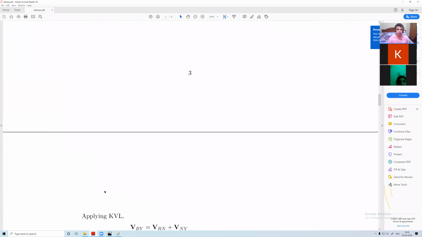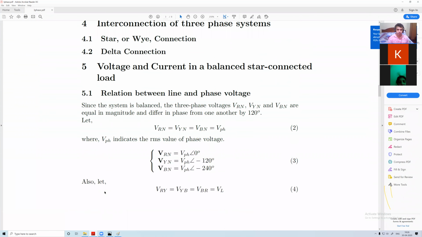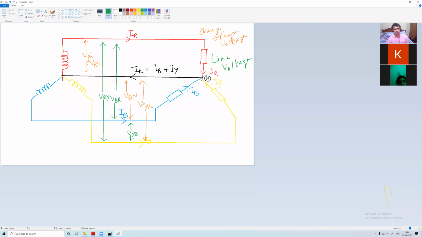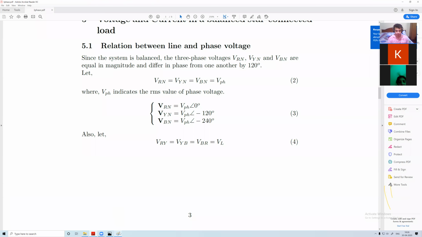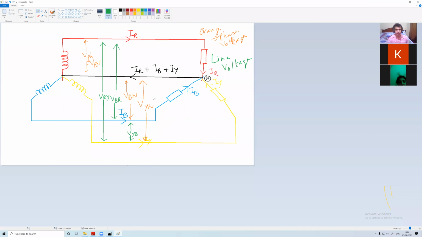So this is orange. V phase, that is Rn, Yn, Bn. Rn, Yn, Bn. Line voltages Ry, Yb, Br, in green.